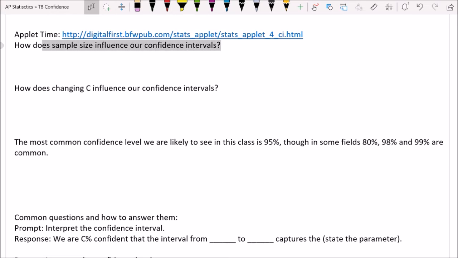I guess I missed that question. How does the sample size influence our confidence intervals? Bigger sample size means the interval gets smaller, because the bigger sample size we have, the more we can feel like we're closing in on the truth.